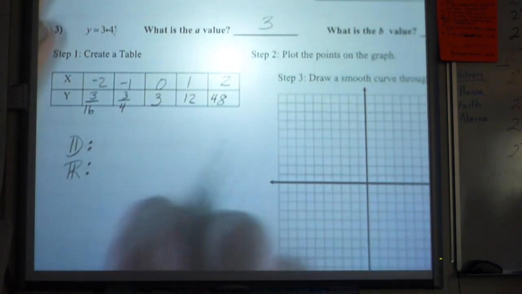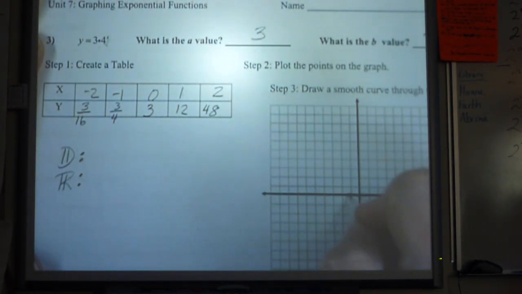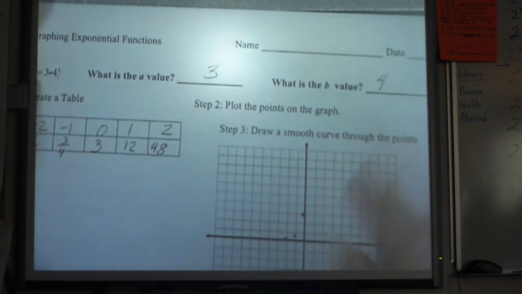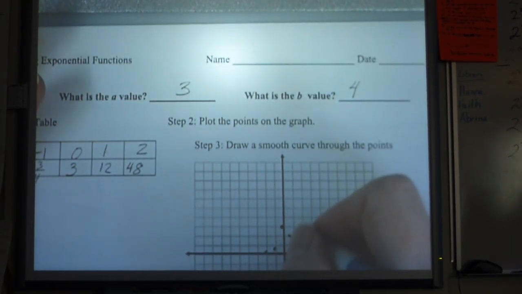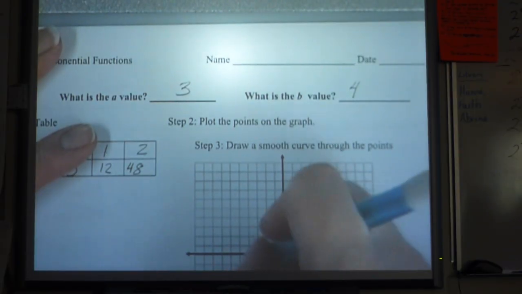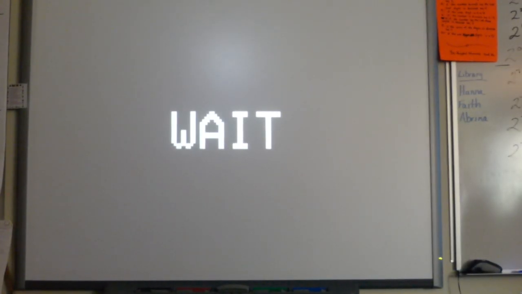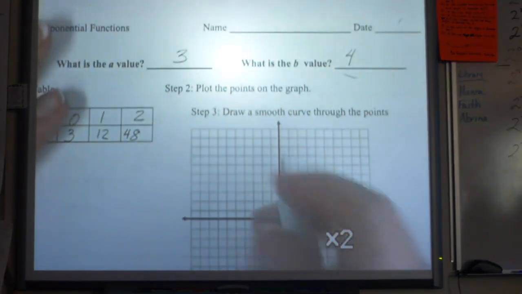Okay, so let's plot these 5 points. -2, 3/16, -1, 3/4, 0, 3, 1, 12. I think I'm going to count by 2's here. Oops, and I think I'm going to accidentally turn off the document camera. Okay, so I'm just going to count by 2's here so I can fit a couple more points on my graph.